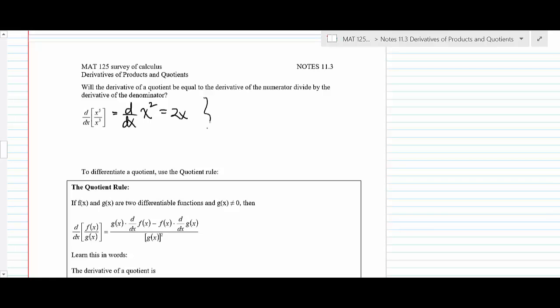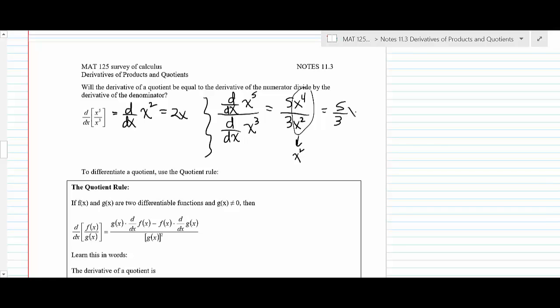So the question becomes, would it work if we did the derivative of the numerator and the derivative of the denominator? If it works, then that's great. Let's find out. What's the derivative of x to the fifth? 5x to the fourth. Derivative of x to the third? 3x squared. What is x to the fourth over x to the second? x to the second. You subtract exponents, that's the algebraic property. So do you get the same answer? And you do not, so it doesn't work.